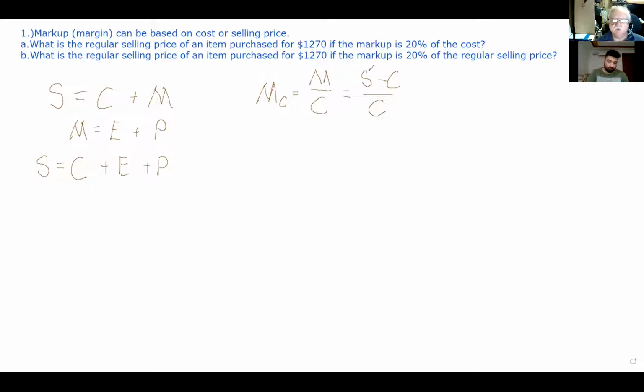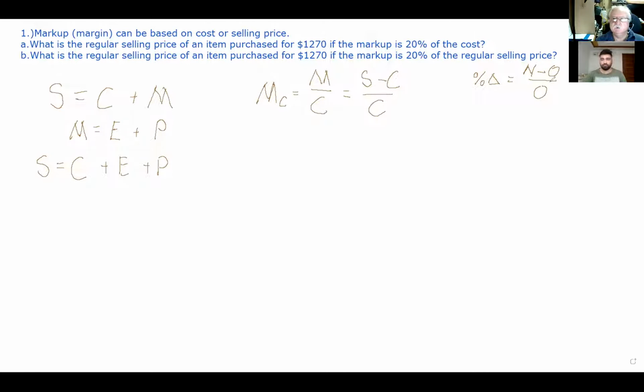And they're kind of hoping that you will recognize this as being our percentage change formula, because that's all that markup is. Percentage change equals new minus old over old. And here we have the selling price, which is the new, the cost, which is the old, divided by the old. So whenever you see markup based on cost, it might help just to remember that it's just percentage change.